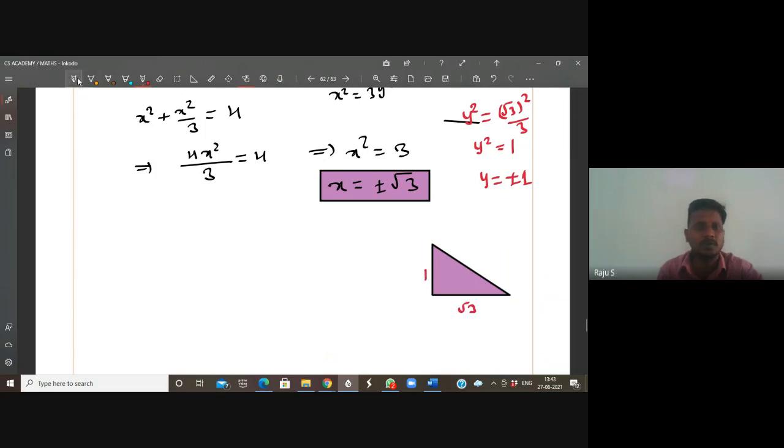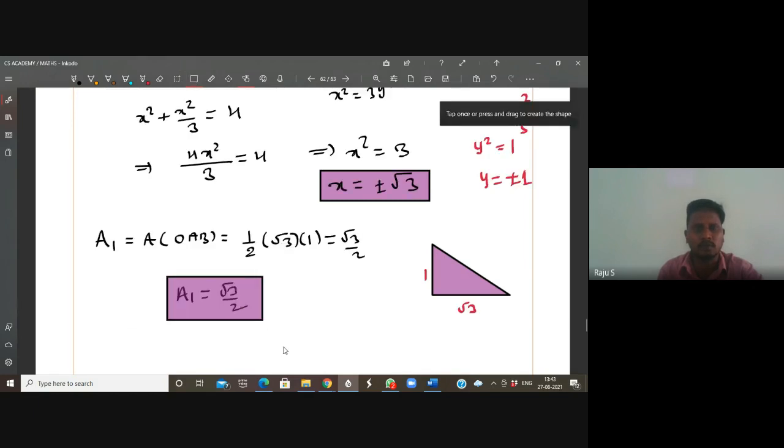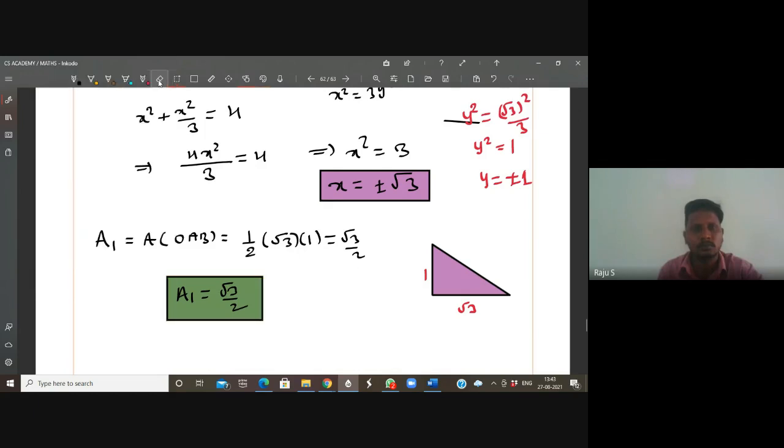So with the help of that, area of A1, I am taking A1 as the area of triangle OAB. OAB is a right angle triangle, so half into base, base is root 3, height is 1. So A1 value is root 3 by 2. This is about A1.